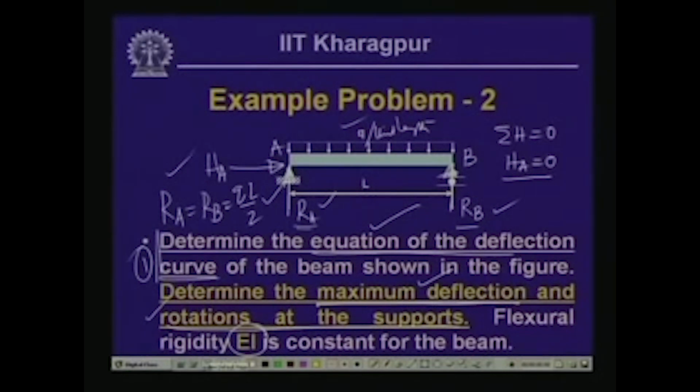Now, let us employ the differential equation of the elastic curve as we have derived. So we have the beam in which we have evaluated the value of the reactive forces R A and R B, and this we have seen as equal to Q L by 2, and Q is the uniformly distributed load that is acting on the beam.